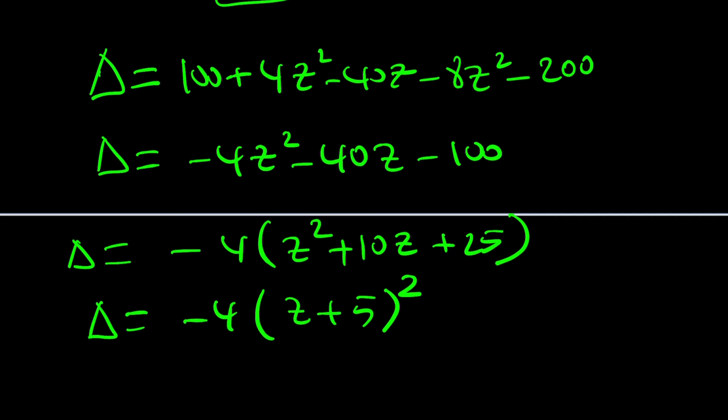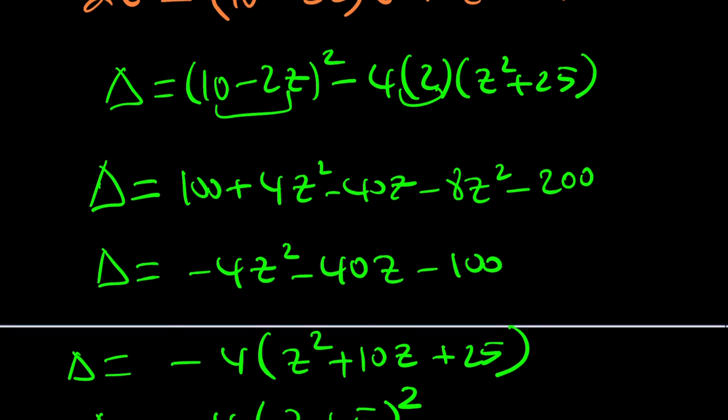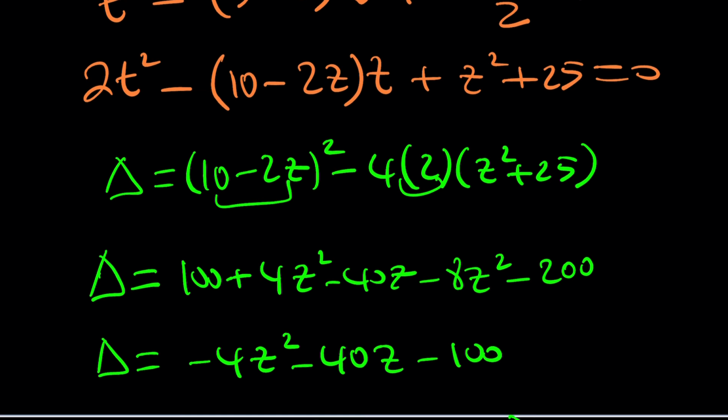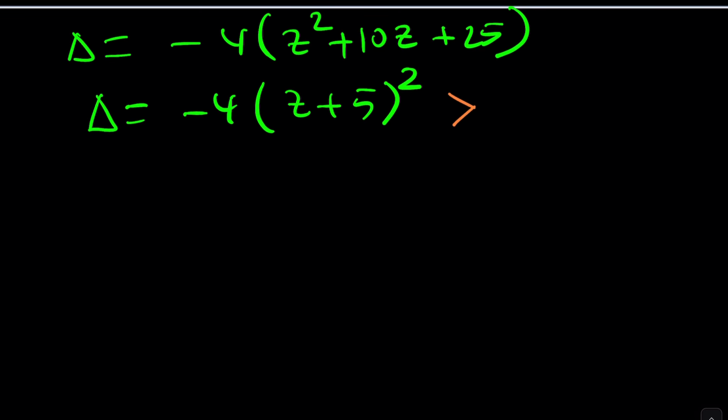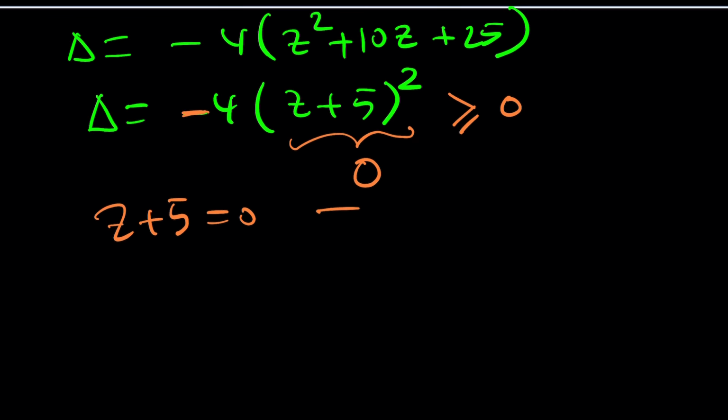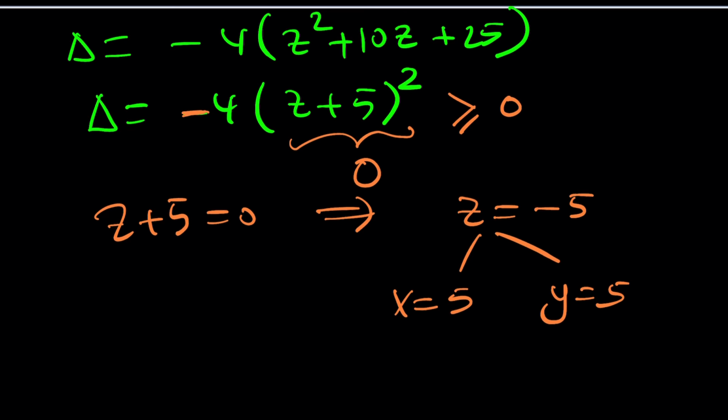Now, what is so significant about delta? Why did I look at delta? Now take a look. If you want real solutions for t, which is x and y, you do need the delta to be greater than or equal to 0. That's a must, right? But wait a minute, this is a perfect square, and no square can be negative. So no negative square can be positive. Does that make sense? With a minus sign. So this has to be 0. Another solution: z plus 5 is 0, and as you know, this results in z equals negative 5. If you plug it in, you get x equals 5 and y equals 5.